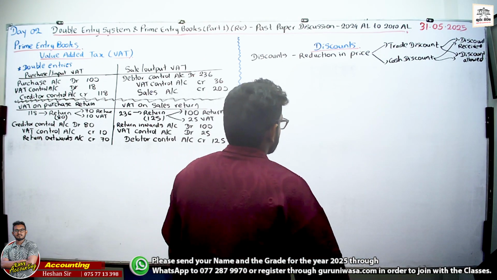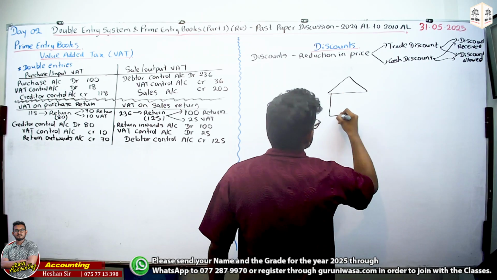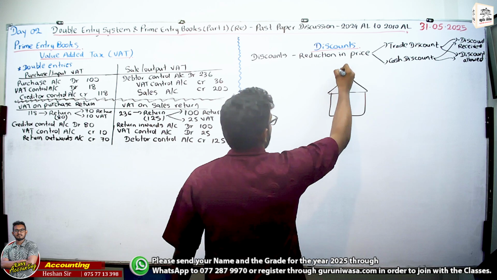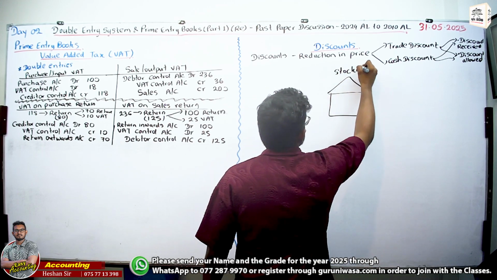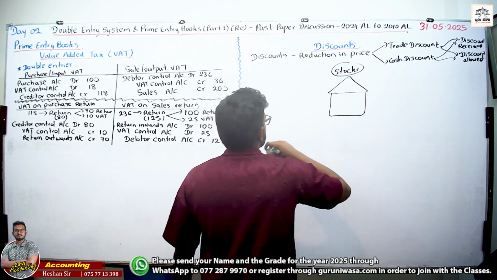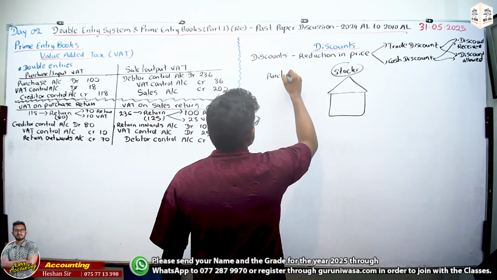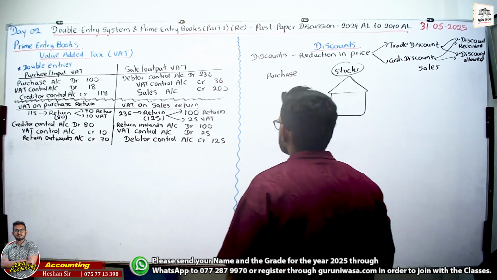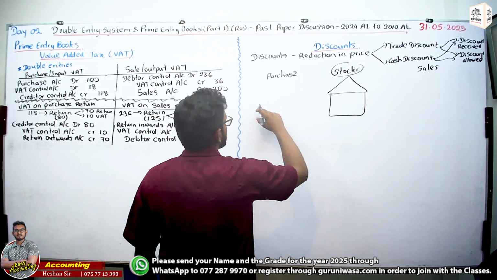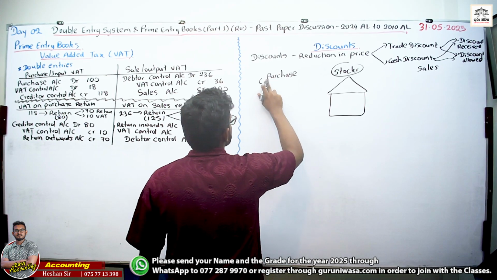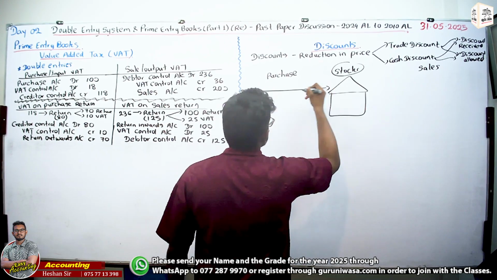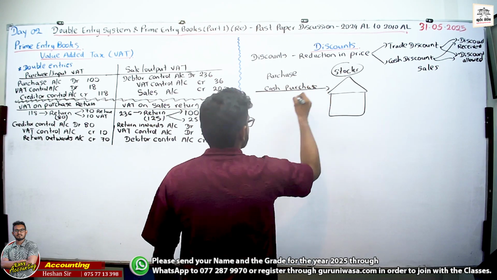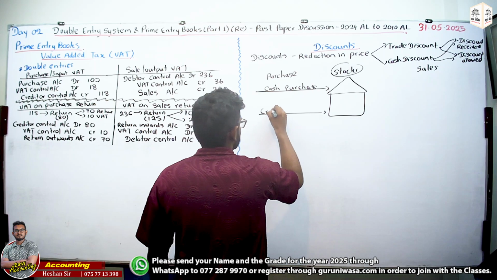Now let's see. Think this is the business. So discounts mostly engage with stocks. A business purchases stocks and sells stocks. Purchase can be either cash purchase or credit purchase.